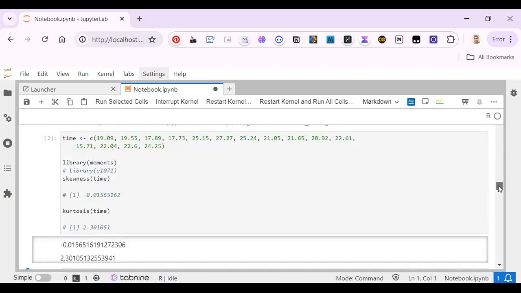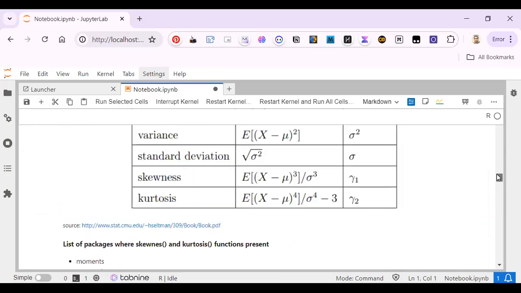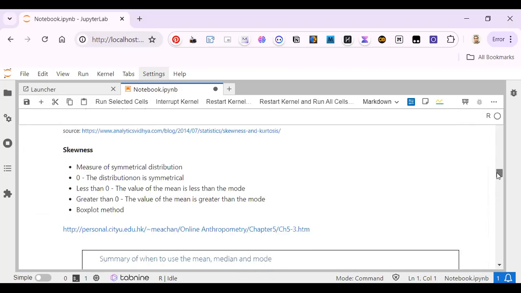Minus skewness and kurtosis. Now, according to this, what we understand is that it clearly gives us a symmetrical distribution at zero. Less than zero means the value of the mean is less than the mode. So the mean is less than the mode. And greater than zero indicates the value of the mean is greater than the mode.